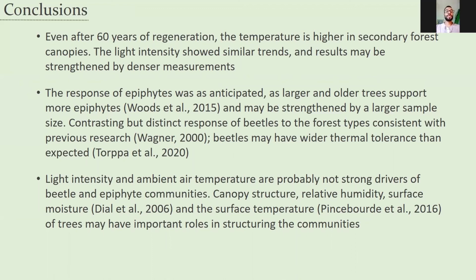The response of the epiphytes was on the lines of what we expected, because larger and older trees with more complex branching have been shown to harbor a more diverse epiphyte community, and maybe a larger sample size would have strengthened the results. We also show that light and temperature may not be the strongest drivers of beetle and epiphyte communities, and other factors such as relative humidity, canopy structure, and substrate surface temperatures and moisture may be more important.